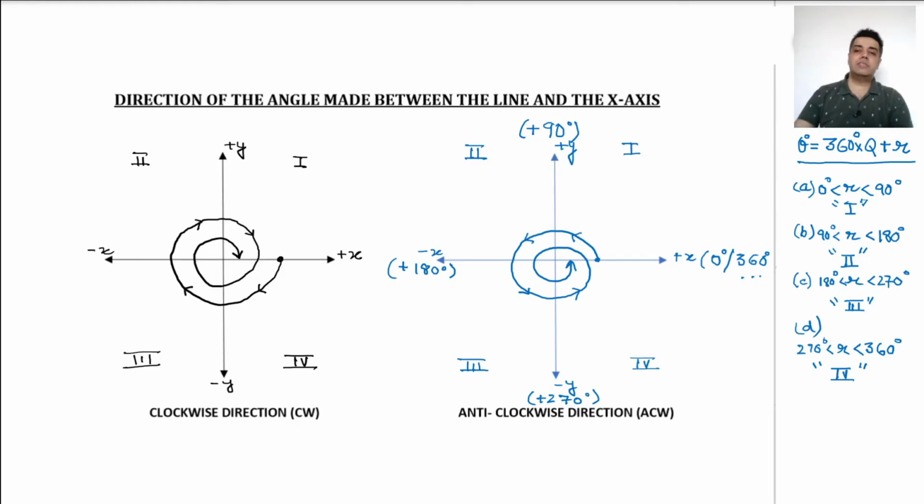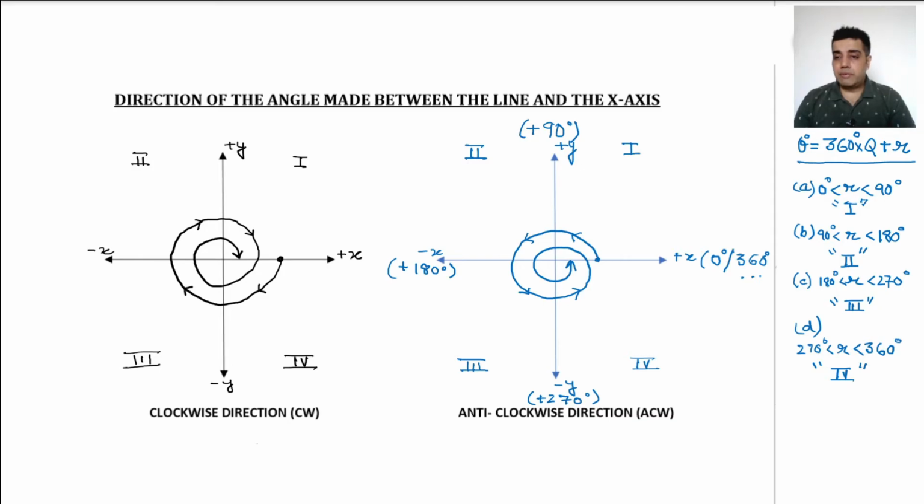Why have we taken the divisor as 360 degrees? Because we see that after 0 degrees, the value repeats itself after 360 degrees. For example, the next value after 90 degrees would be 360 added to this, which will be 450 degrees, and so on. So the value of Q will tell in which quadrant that particular value of theta is going to lie, and the remainder will also decide the quadrant.